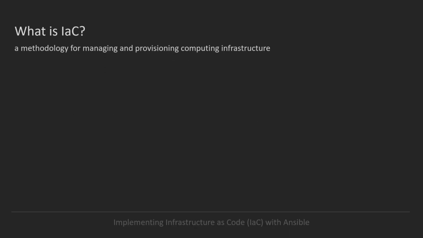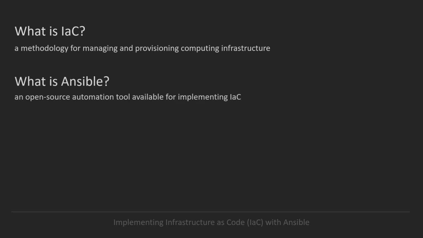If I explain briefly, infrastructure as code, or IaC, is a methodology for managing and provisioning computing infrastructure. And Ansible is an open-source automation tool for implementing the IaC concept.